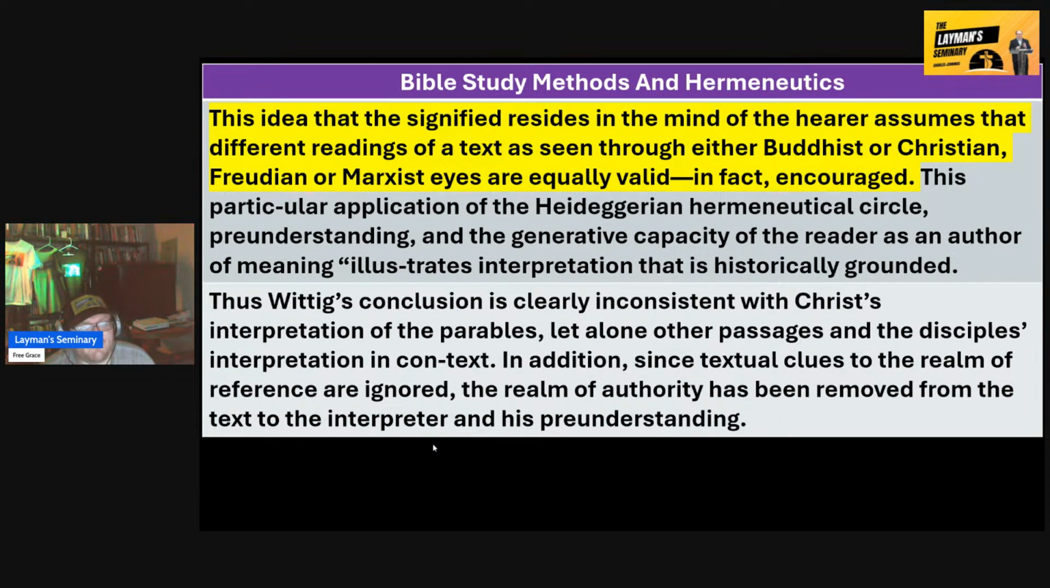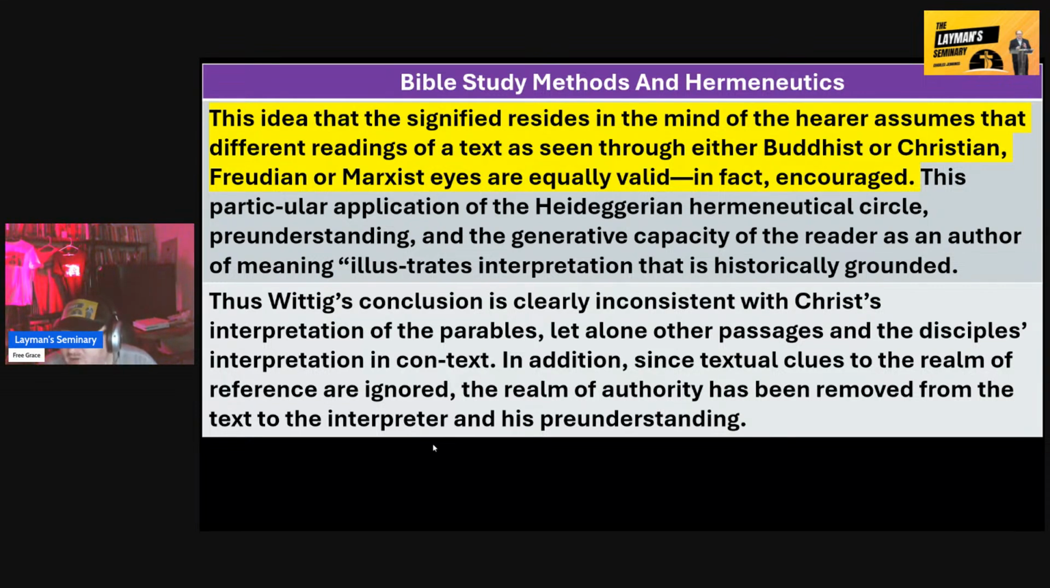The idea that the signified, in other words, that the meaning, resides in the mind of the hearer, assumes that the different readings of a text, as seen through either Buddhist or Christian, Freudian, or Marxist eyes, are equally valid, in fact encouraged. This particular application of the Heideggerian hermeneutical circle, pre-understanding, and the generative capacity of the reader as an author of meaning illustrates interpretation that is not historically grounded.